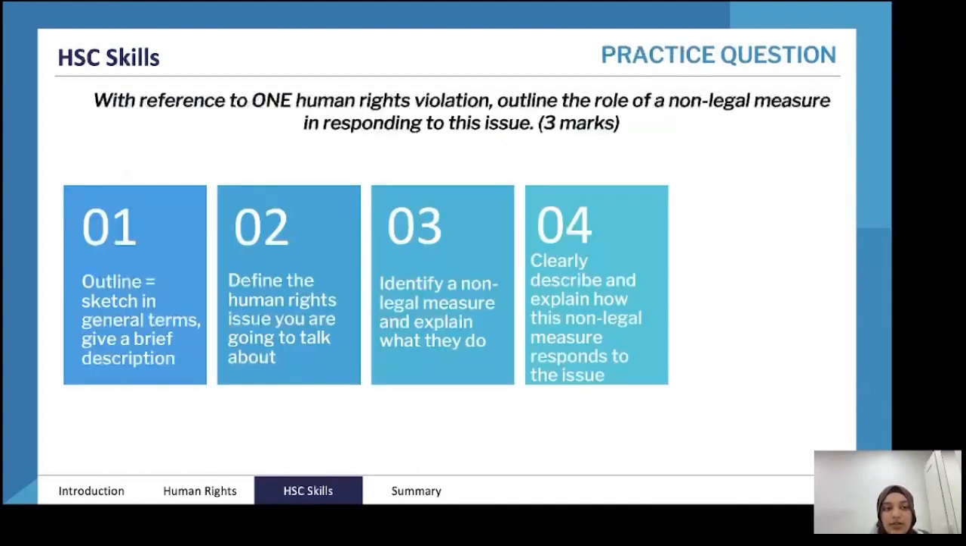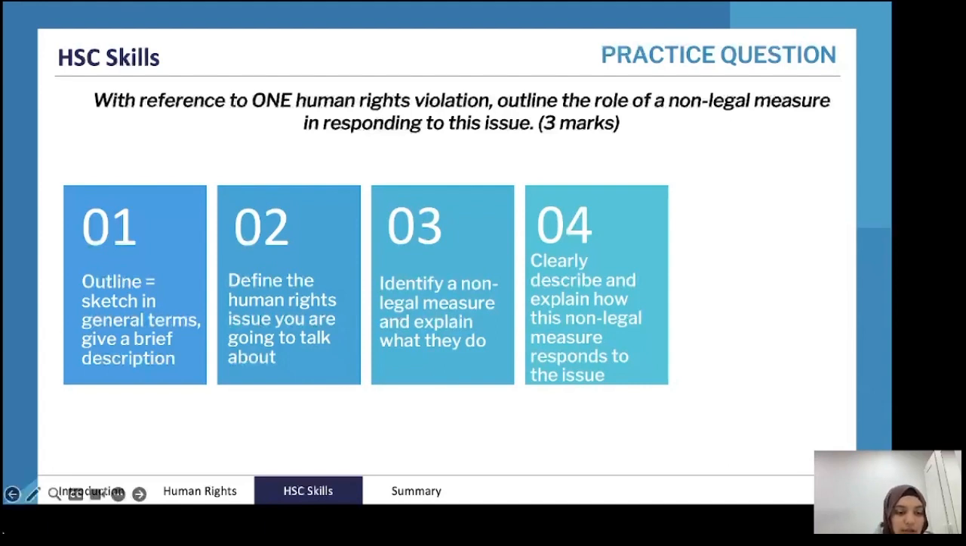Okay, so with reference to one human rights violation, outline the role of a non-legal measure in responding to this issue. So this is a 3-mark practice question. I've got a little bit of a plan or outline of what you should be doing if you get a question like this, for example.